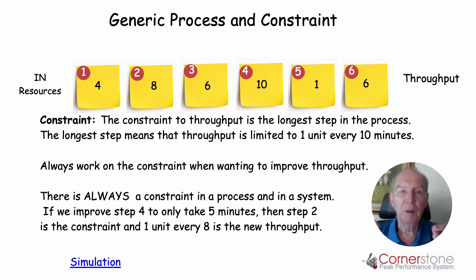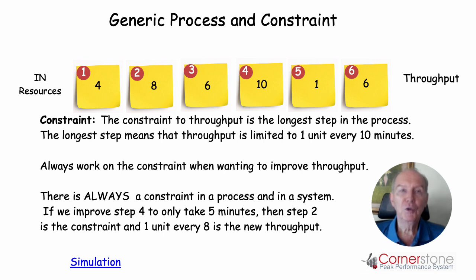If we improve step 4, for example, by halving it, so now it only takes 5 minutes, there's still a constraint, and the next constraint is step number 2. And therefore only one item every 8 minutes will come out, even though you've halved 10 down to 5. And you'll start getting a change in waiting time as different backlogs build up in different areas.